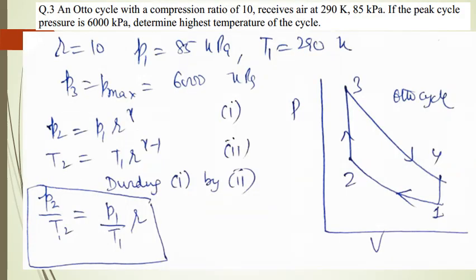An Otto cycle with a compression ratio of 10 receives air at 290 Kelvin, 85 kilopascal. If the peak cycle pressure is 6000 kilopascal, determine the highest temperature of the cycle.